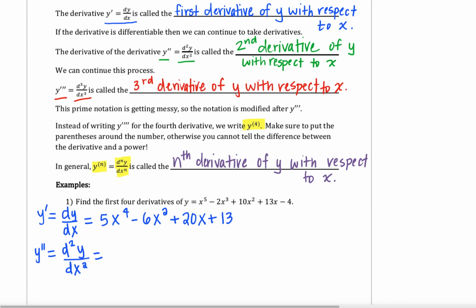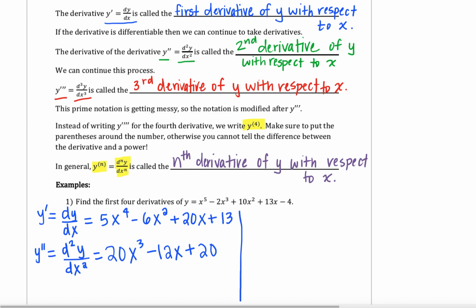So our derivative of 5x to the fourth would give us 20x to the third. Our derivative of 6x squared would give us 12x. And then the derivative of 20x would give us plus 20. And then the derivative of 13, now that 13 is the constant, would drop out to be 0. And that would be our second derivative.